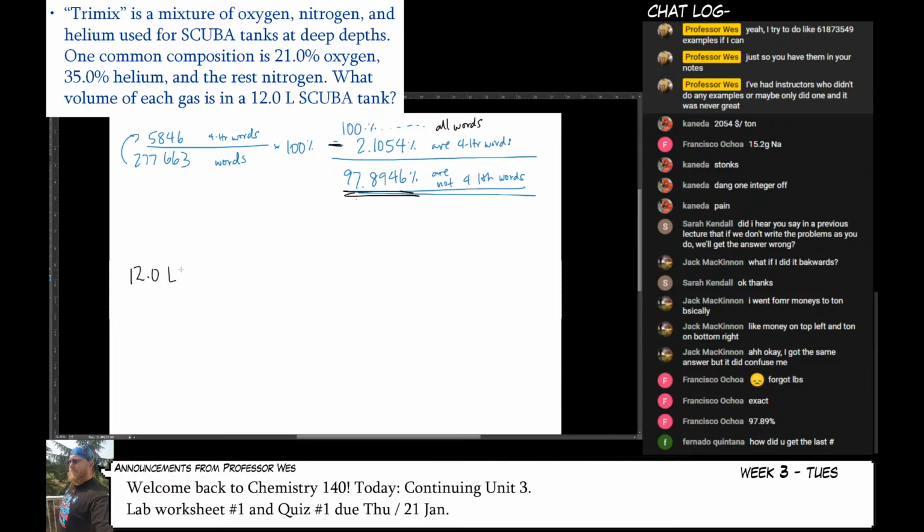I guess it's not technically air, huh? So we'll call it trimix. And so what we're going to do is make a ratio here. Let's suppose that I had 100 liters of trimix. Well, according to these percentages, 21 of those liters would be oxygen. And so then these would cancel, and I could get the volume of oxygen in a 12-liter scuba tank. So 12 times 21 over 100.